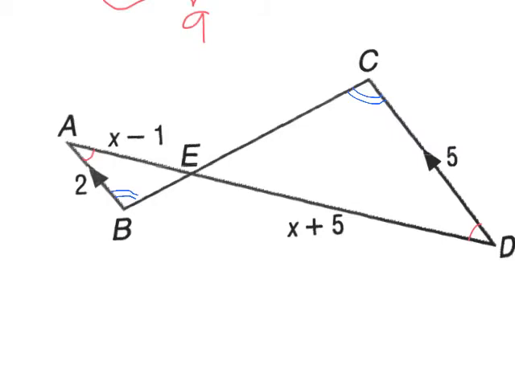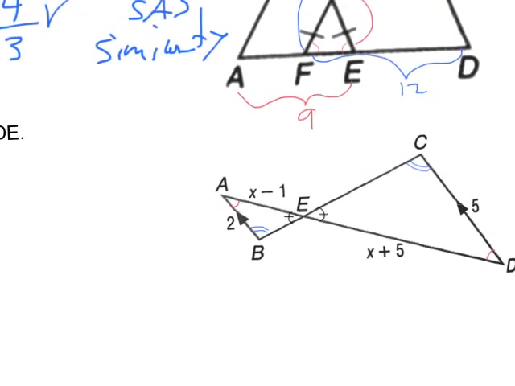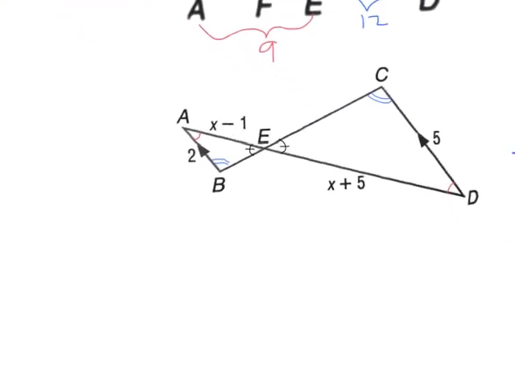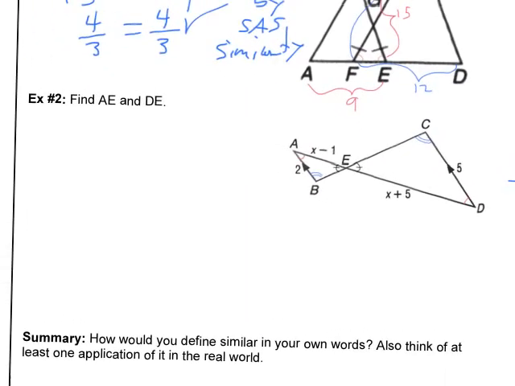And then lastly, I'm going to mark this like so. We have vertical angles. So we have three angles the same. Therefore, yes, they are definitely similar triangles. So now we just need to set up the ratios. It looks like the corresponding sides here are x minus 1 to x plus 5, and then 2 to 5. So I'm just going to say, hey, x minus 1 corresponds to x plus 5. So this time I did the smaller triangle over the bigger triangle. Set that equal to 2 over 5.